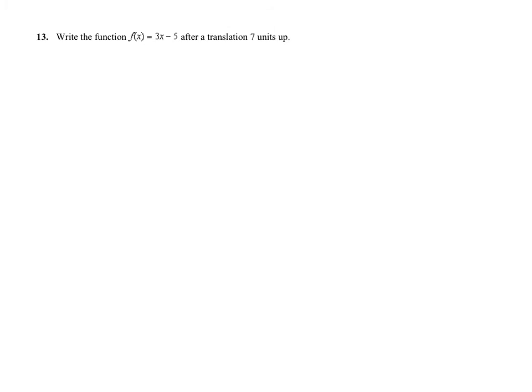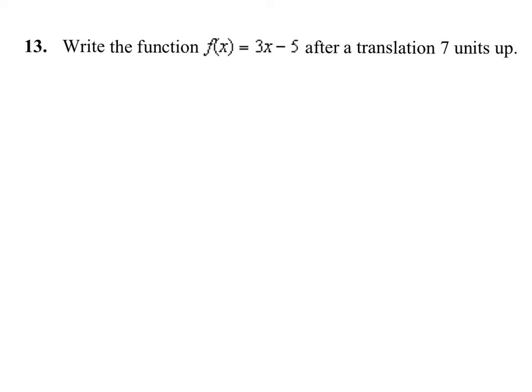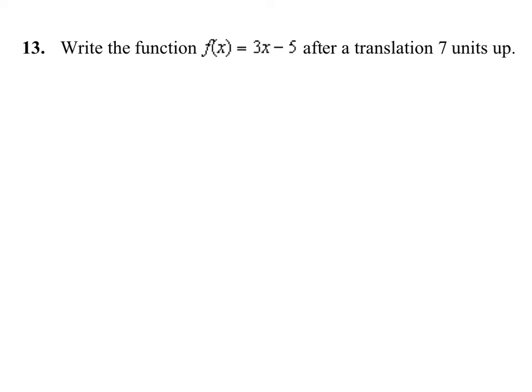Write the function f of x equals 3x minus 5 after a translation 7 units up. All right, guys, this one's going to be a little different. We really never did one like this in class. So we have 3x minus 5, and I'm going to translate this graph 7 units up. If I want to translate this whole entire function 7 units up, I would add a 7 on the outside of the function.